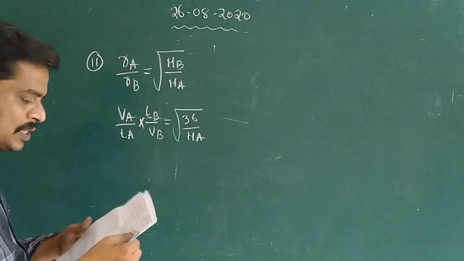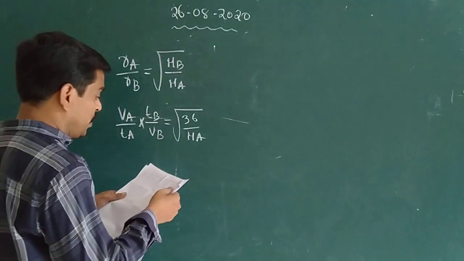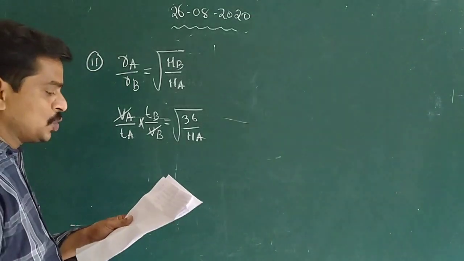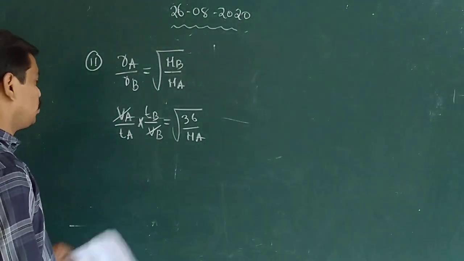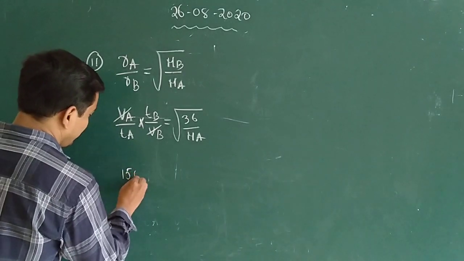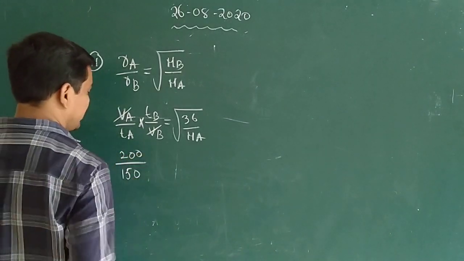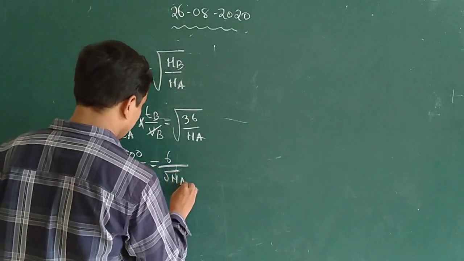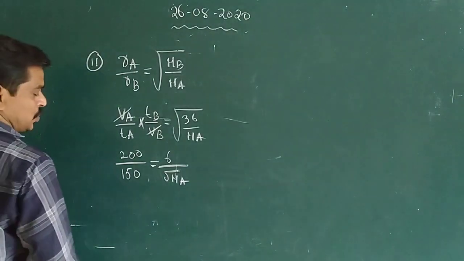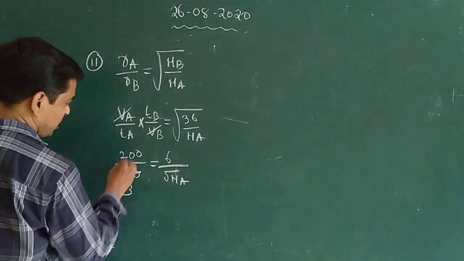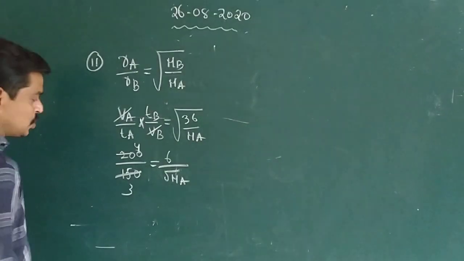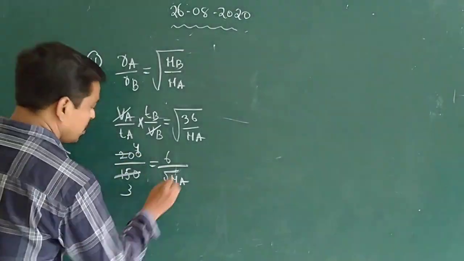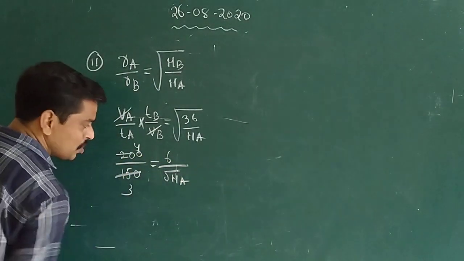Now listen, students, here 50 ml of each gas A and B, so the volumes of A and B are the same. Next, students, A's time is 150 and B's time is 200 seconds. So 150 over 200 is equal to 6 by square root of Ma, students. That is, 3 by 4, or 4 by 3 when inverted, is equal to 6 by root Ma.